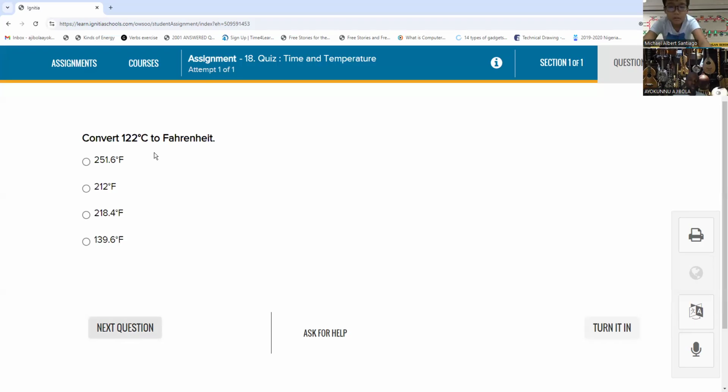Convert 122 degrees Celsius to Fahrenheit. Do that and tell me your answer. Celsius, multiply by 1.8, then you add 32. Do quick. Multiply by 1.8, then you add 32.